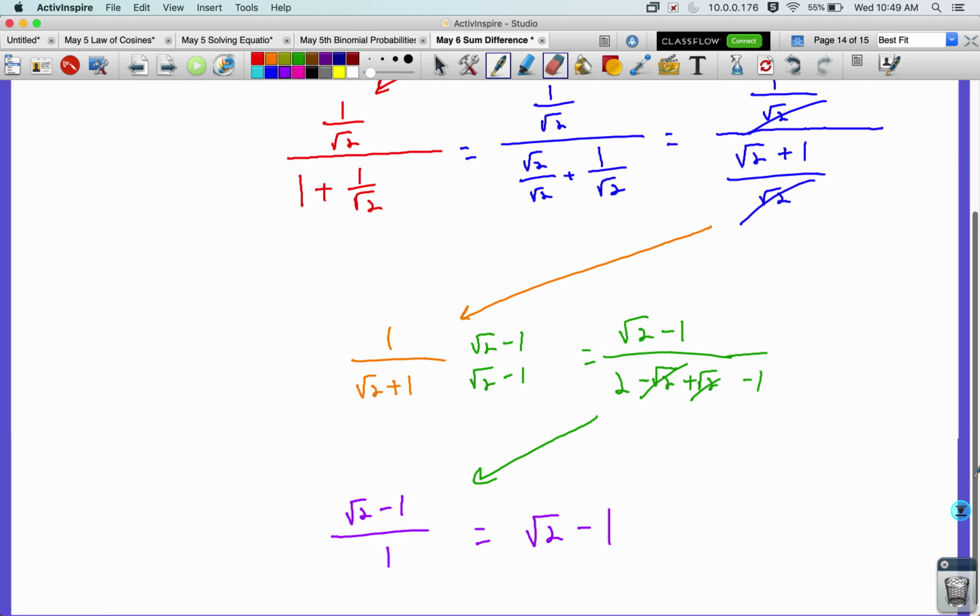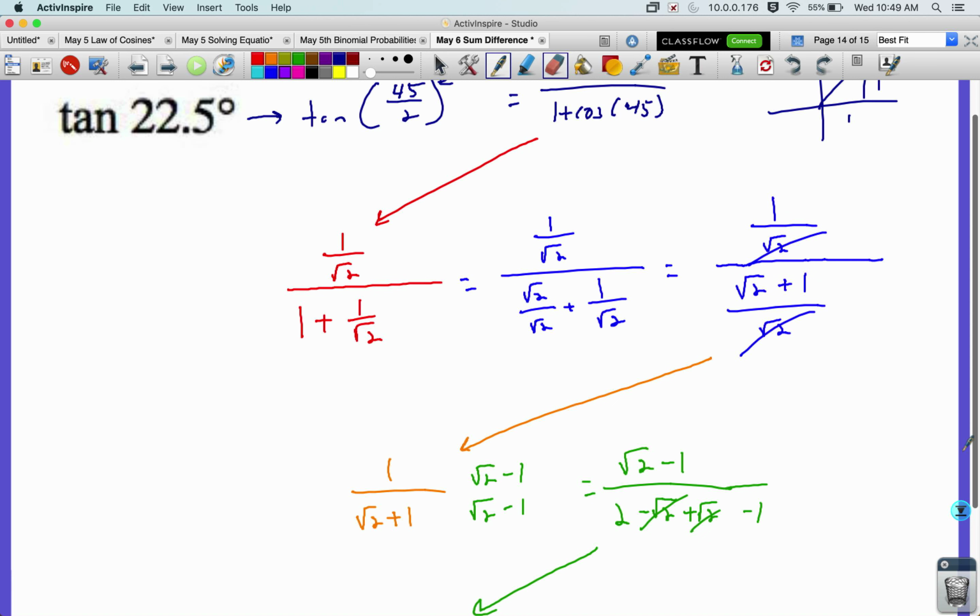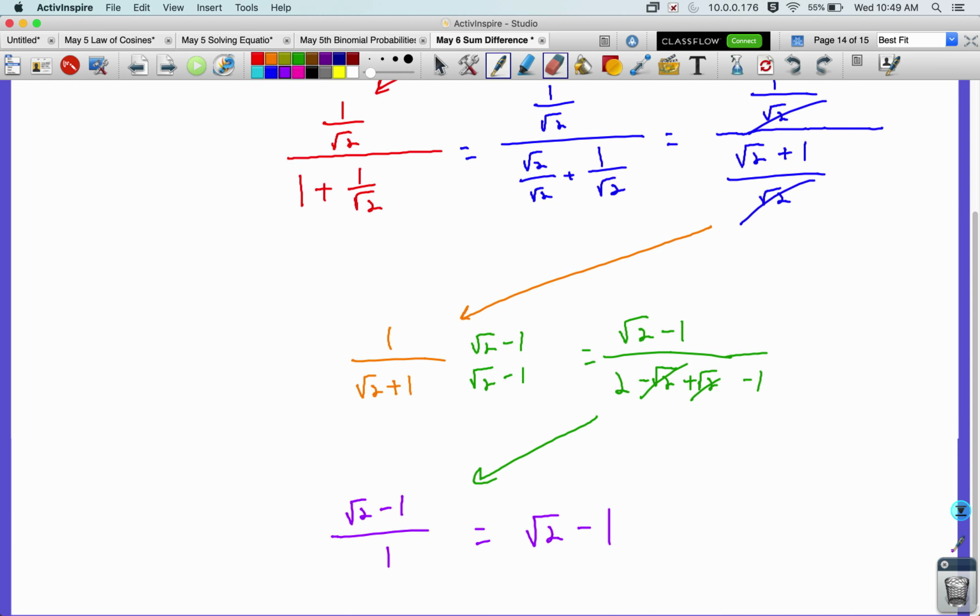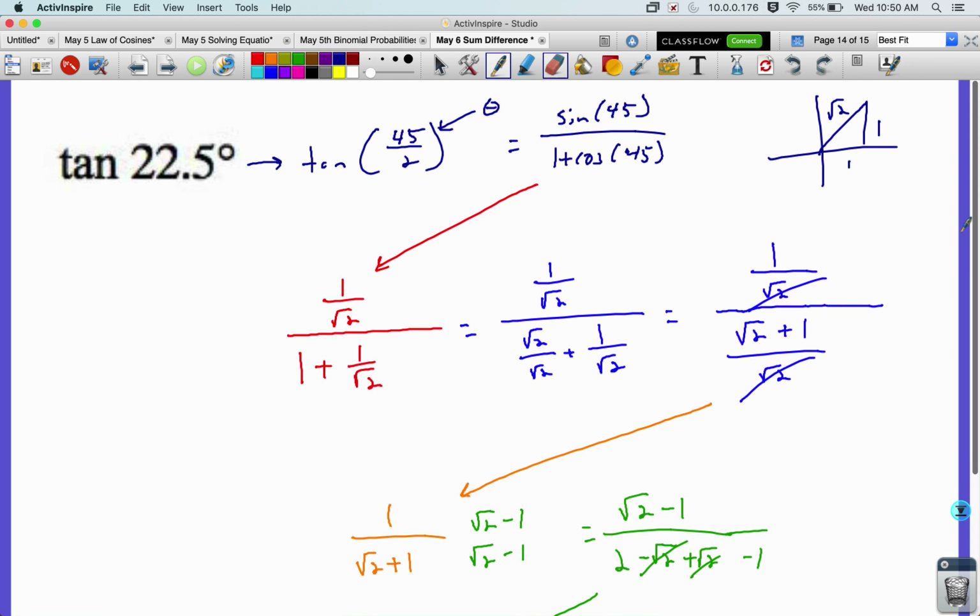I want to double check this one. All right, so tangent of 22.5. Square root of 2 minus 1. Yep. And it works out.